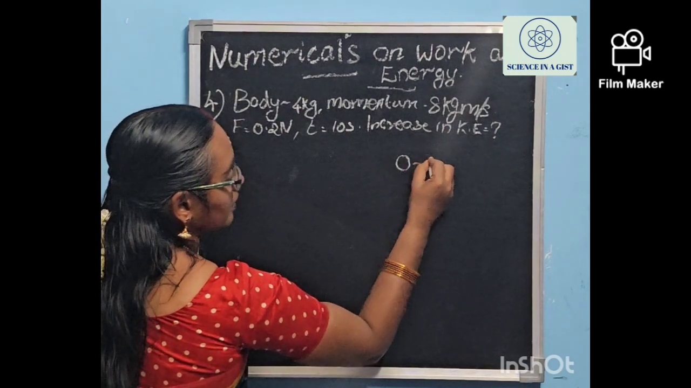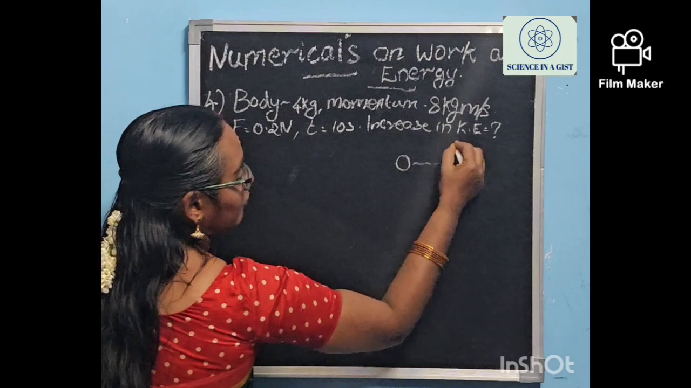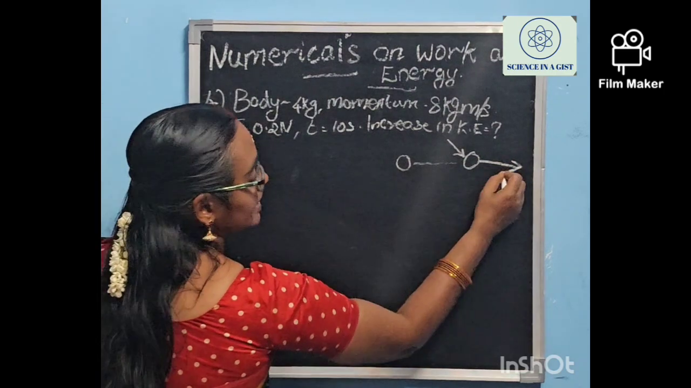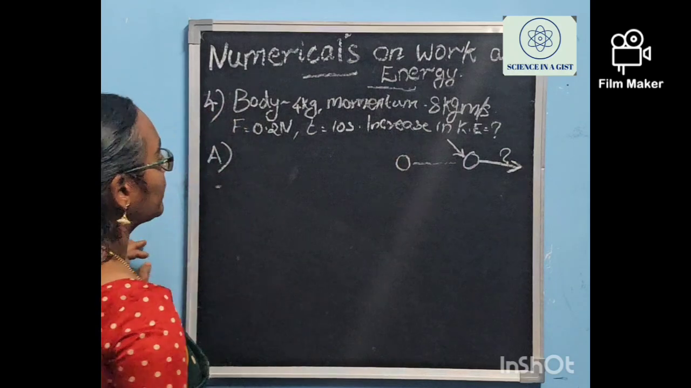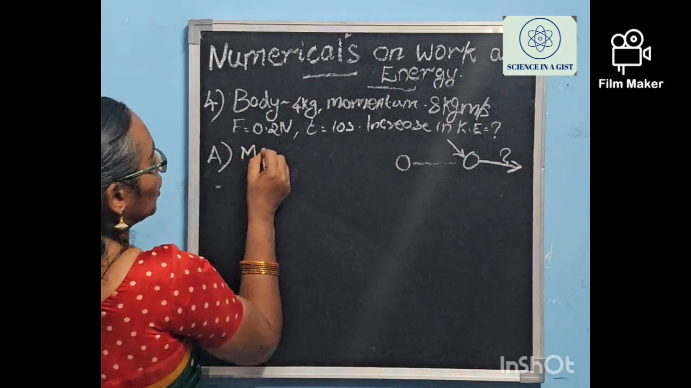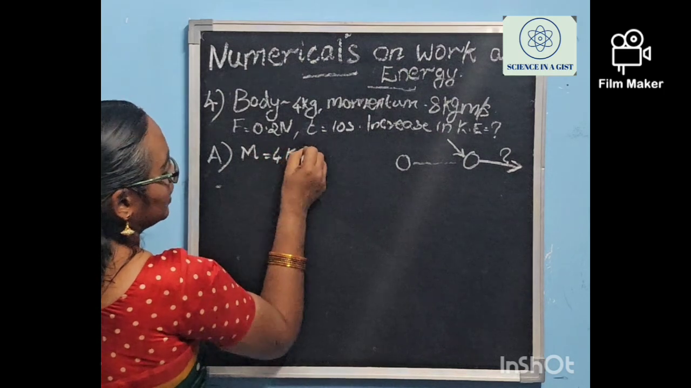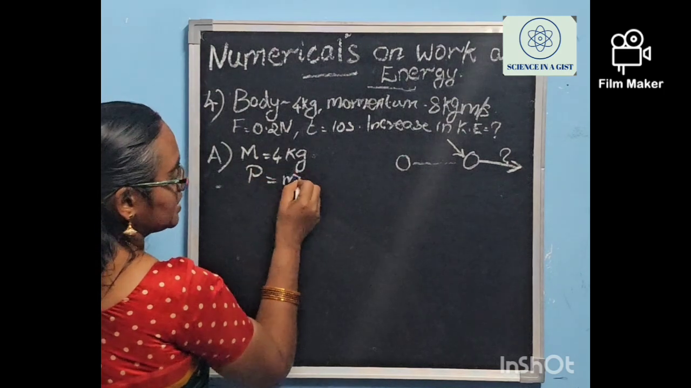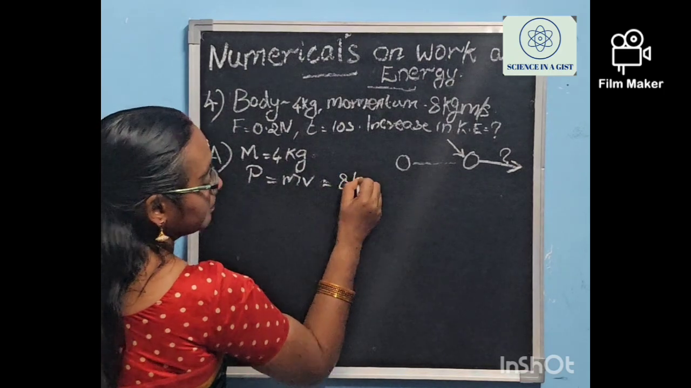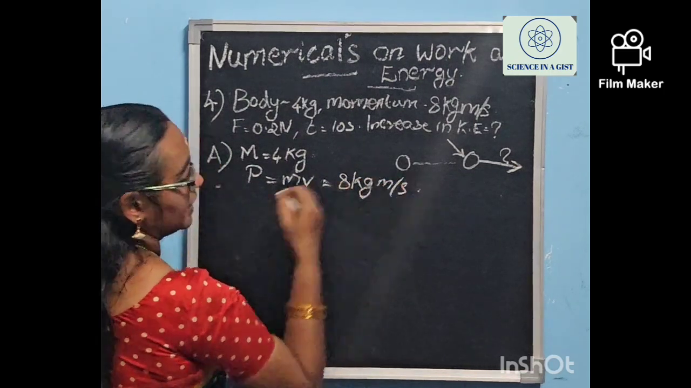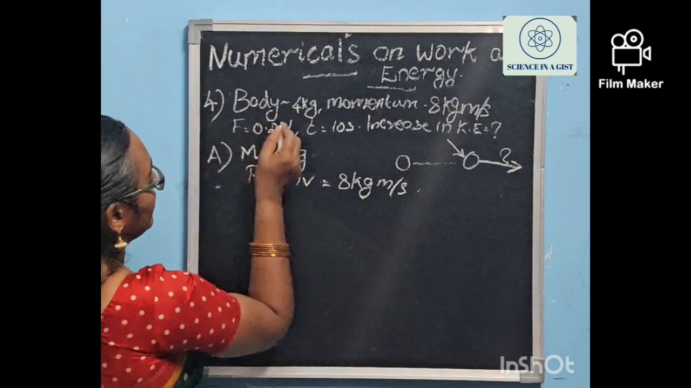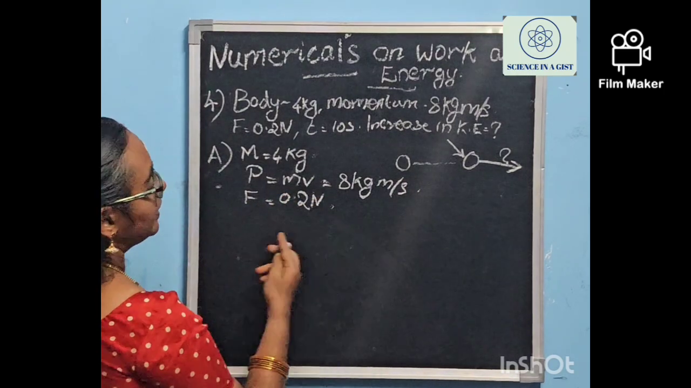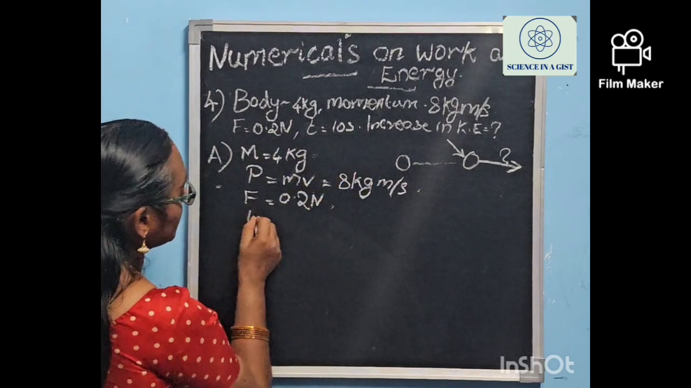A body was moving and a force has been added. So it increases the speed. So what is the increase in kinetic energy? They are asking. Okay. So mass of the body is equal to 4 kg. Then what has been given? Momentum. Momentum P is equal to mv, isn't it? It's equal to what, ma? 8 kg meter per second is the thing given. Then what all things have been given? Again, force of 0.2 Newton has been added for a time of 10 seconds.